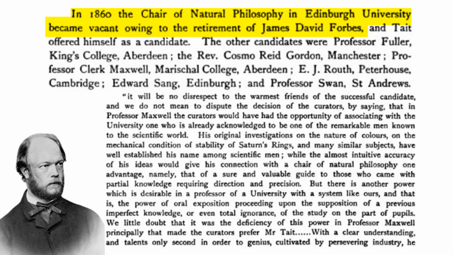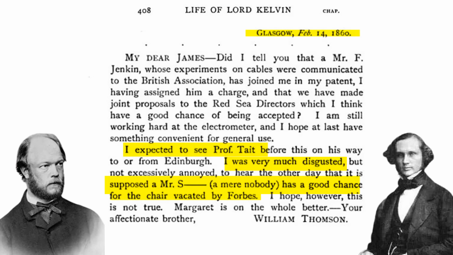Meanwhile, Tait was diverted from quaternions by Maxwell's mentor, William Thomson. See, in 1860, Tait and Maxwell's old teacher, Dr. Forbes, who had moved on to Edinburgh University, had retired, and Tait beat out Maxwell for the position, mostly because Maxwell was known as being a terrible teacher. Tait's new job pleased Thomson, who'd been worried that a mere nobody had a good chance for the chair.